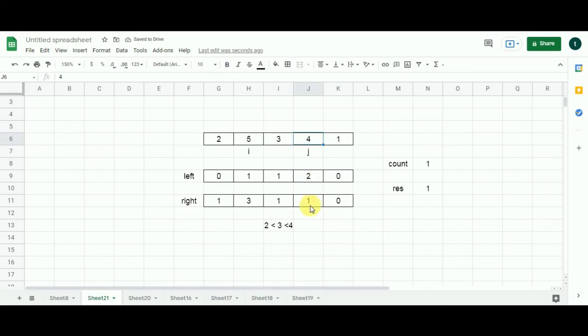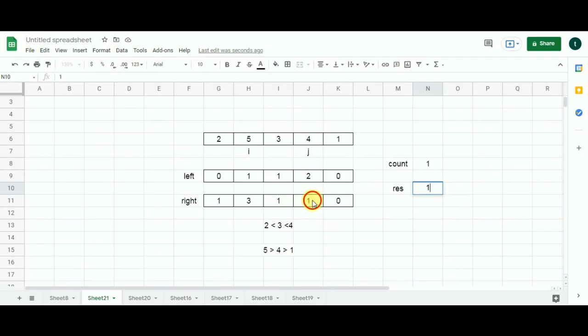And what is the value over here in the right array? The value of the cell which the variable j represents. It's 1. So this means that on the right hand side of 4, there exists a rating that is less than 4. By eyeballing, we can check that it is 1. So we have got another team that is satisfying our second condition. 5 is greater than 4 and 4 is greater than 1.